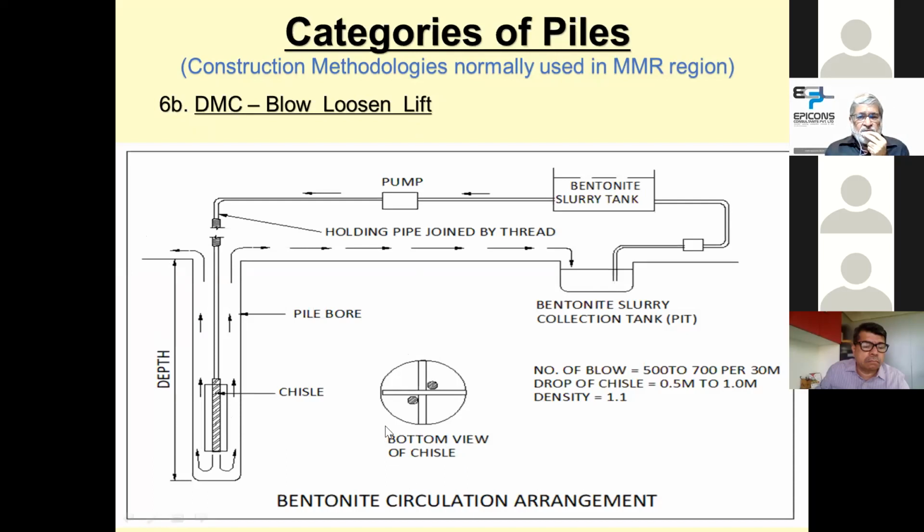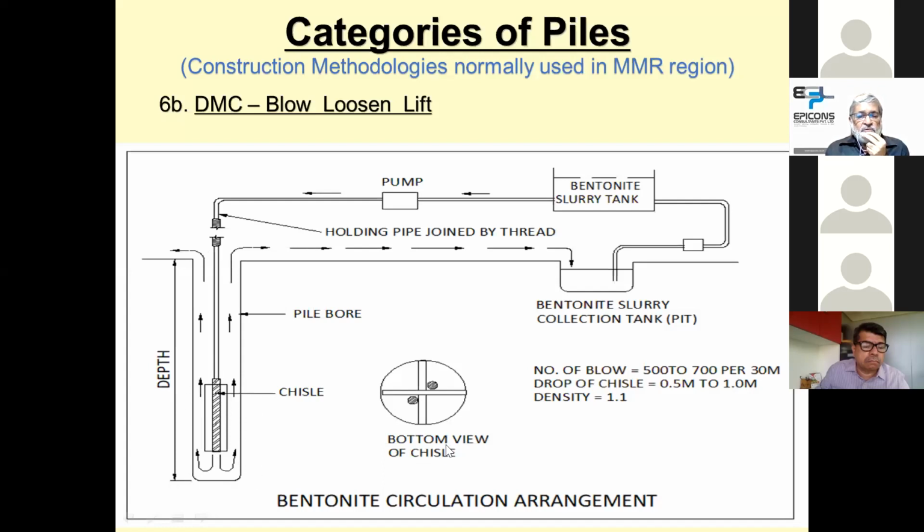And through the two pipes at the center, bentonite is poured continuously. So how does it operate? There is a bentonite slurry tank. There is a pump which supplies bentonite. Then that pump is attached to the chisel. From the chisel, bentonite goes inside, and from the bottom, it flows upward.